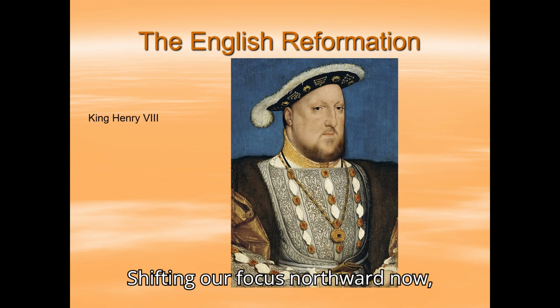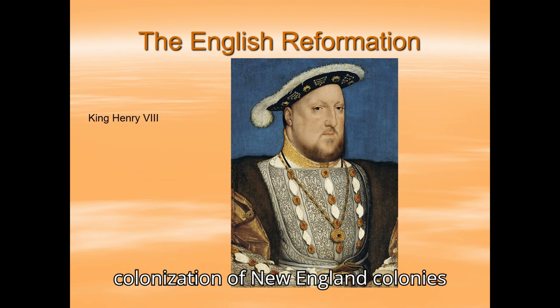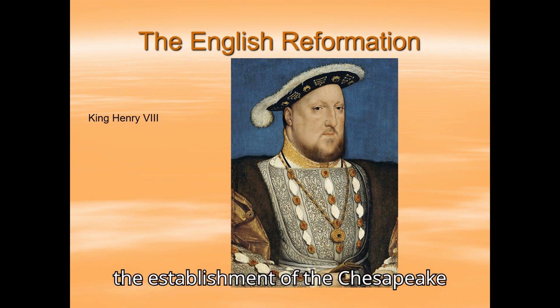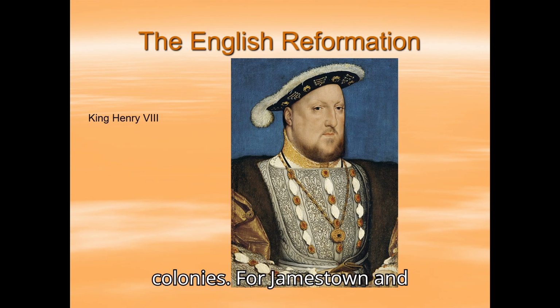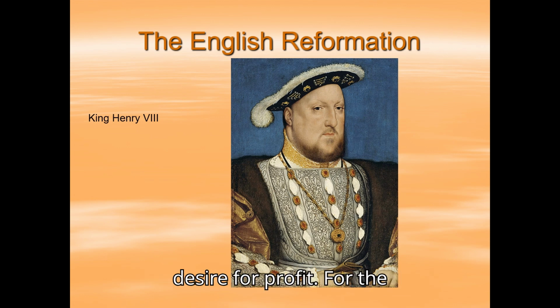Shifting our focus northward now, we find that the motives guiding the colonization of New England colonies were different than the motives behind the establishment of the Chesapeake colonies. For Jamestown and the rest of Virginia, the initial motive seemed to be powered by a desire for profit. For the next set of colonies this lesson examines, it appears that religious motives were key. In order to achieve a greater understanding of this, a little background is necessary.